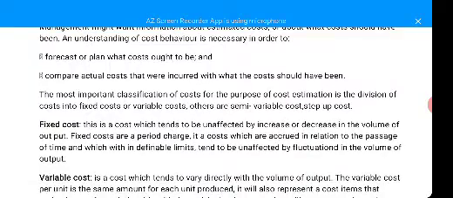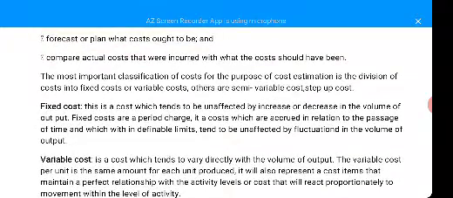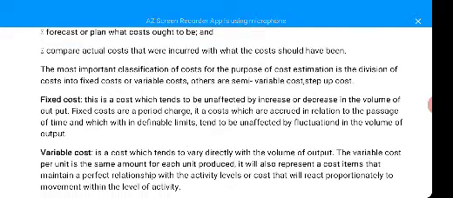So, the most important classification of costs for the purpose of cost estimation is the division of cost into fixed or variable costs. Others are semi-variable costs and step-up costs. These are the four major costs we have. That means the cost of production, or the cost incurred by an entity, is either fixed, or variable, or semi-variable, or step-up cost.